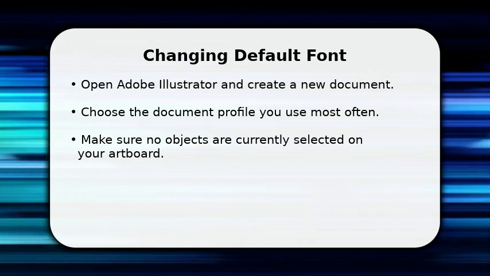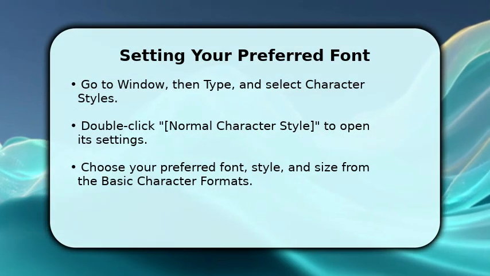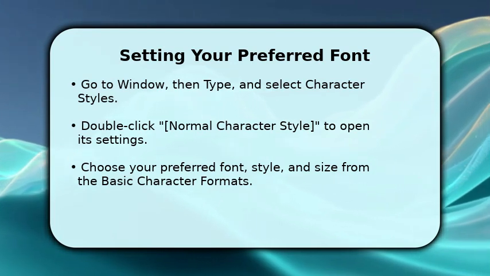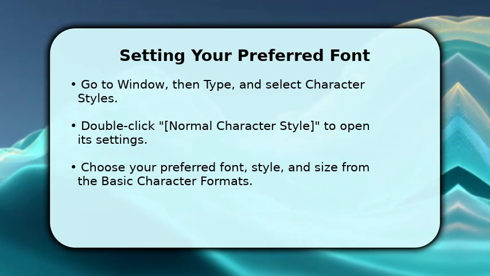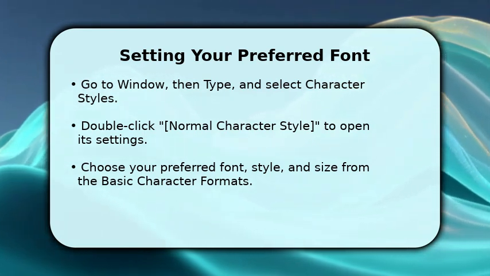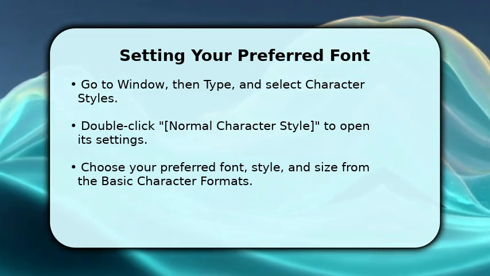Once your new document is open, ensure that no objects are selected on your artboard before proceeding to the next crucial step. Now, let's set your preferred font. Navigate to the window menu, then type, and select Character Styles to open the panel. In the Character Styles panel, you will find Normal Character Style. Double-click on it to access its options.